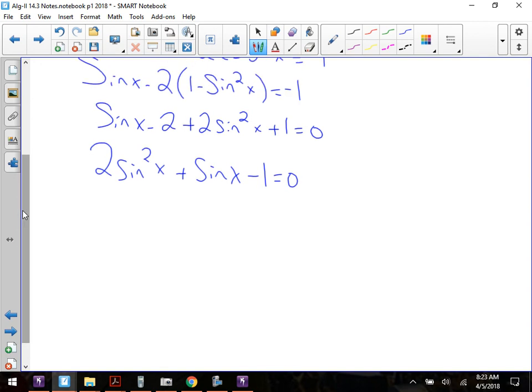And now you're at a factoring thing that we've seen. What times what's -2? You add together to get 1. 2 again. So.